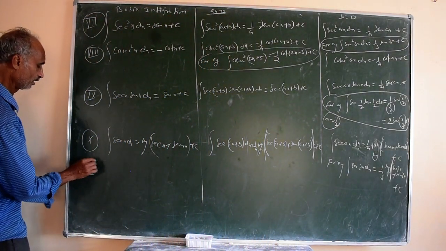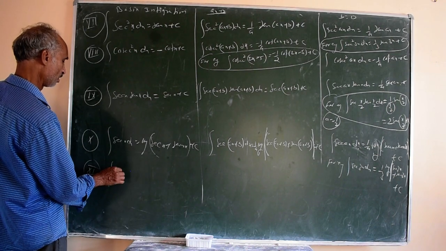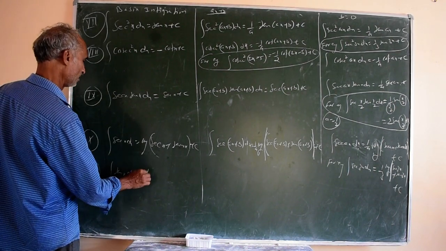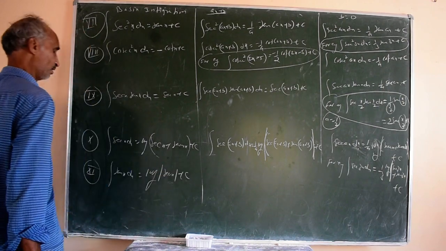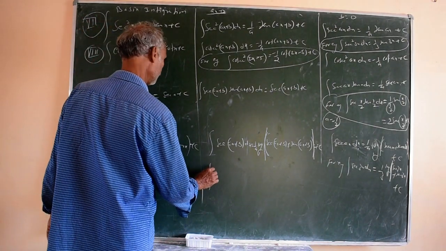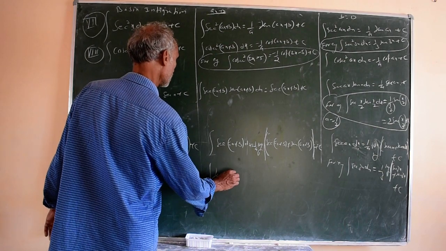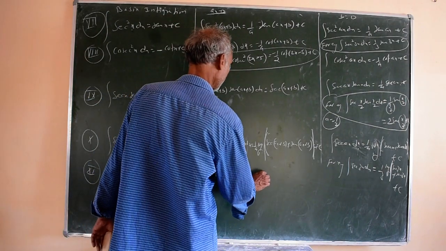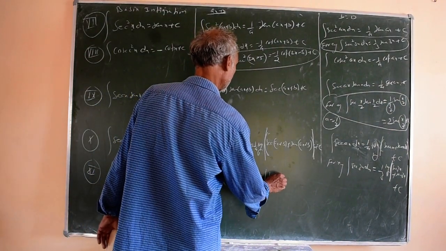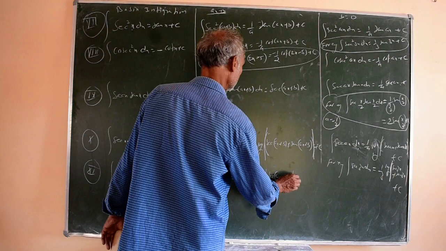The 11th one, integration of tan x dx is equal to log modulus of sec x plus c. Integration of tan of ax plus b dx is equal to log of mod of sec ax plus b plus c.